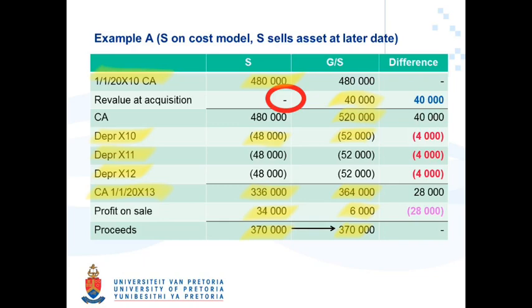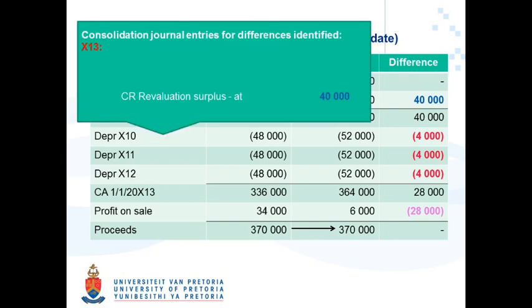So the 34,000 profit on sale in S's separate financial statements will have to be adjusted in the group financial statements to only be 6,000. All these differences identified will now lead to consolidation journal entries. The first journal entry that you will always have to recognize in a scenario like this is the following: a credit to your revaluation surplus at acquisition date.